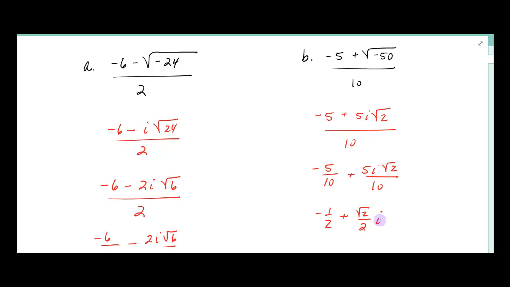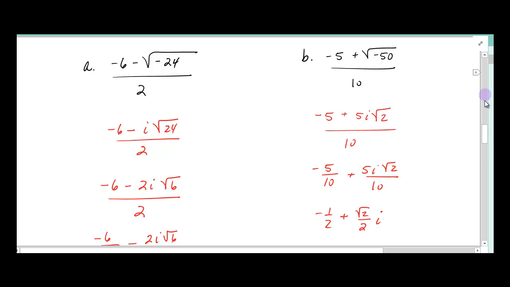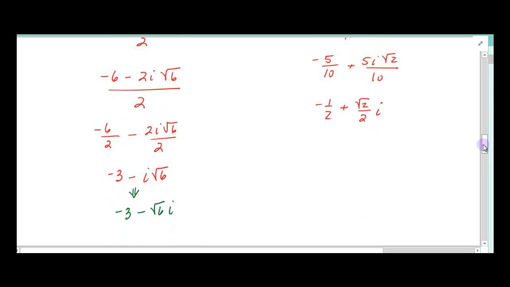Now we pull the i in the front if we're writing it in this standard form, where you can clearly see that this number right here is an imaginary number, but I can identify that it is the square root of 2 over 2.